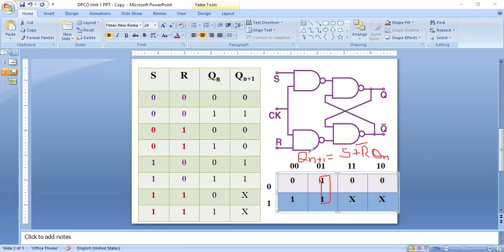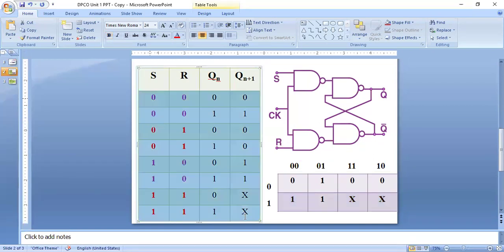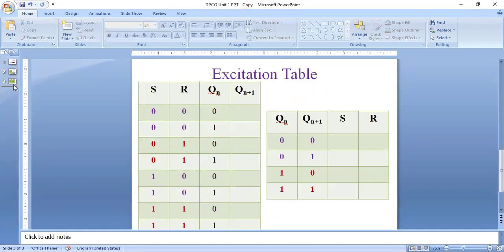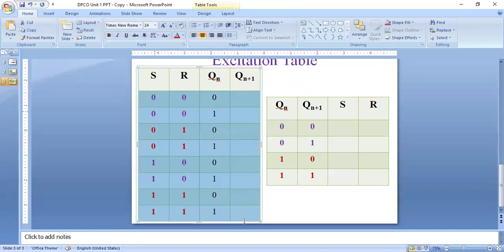So until then we discussed the functions of the flip-flop, and this is called the characteristic equation, and then characteristic table and characteristic equation. Now we shall move to the excitation table. The excitation table is written using this characteristic table. So I take this same characteristic table. Using this we are going to plot our excitation table.